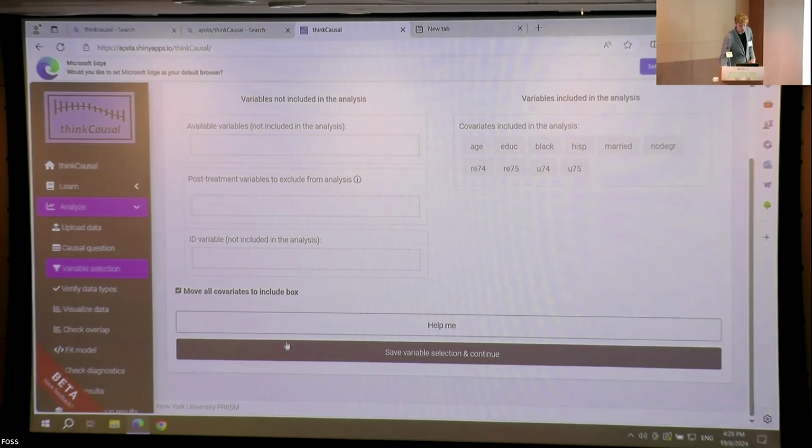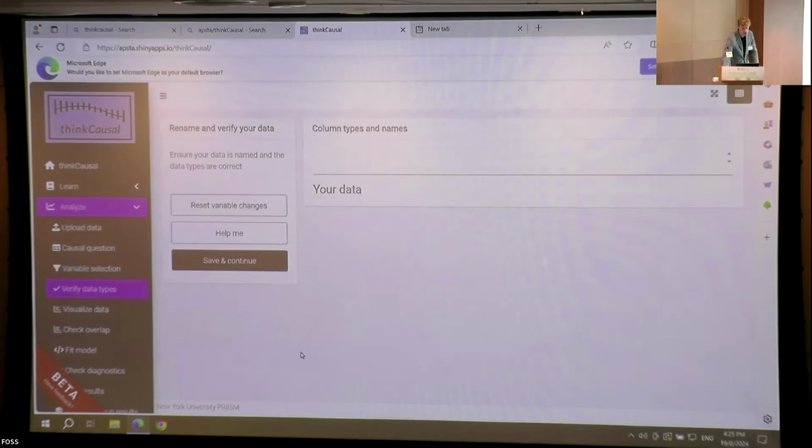Want to point out, we have spaces for post-treatment variables and like an ID variable. If you have like a variable that's just like an ID number, don't adjust for that. If you have post-treatment variables, really don't adjust for those. I don't have time to cover it today, but we have a whole learning module on what post-treatment variables are, if you want to check that out. So I'm just going to save this and continue.